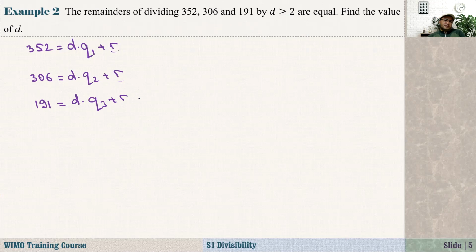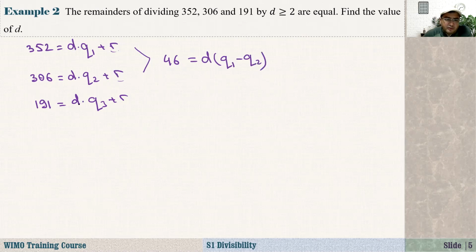And also, we have already proved in our previous classes that if a number is divisible by D and another number is divisible by D, then the difference of those numbers is also divisible by D. If M is divisible by D and N is divisible by D, then M minus N must also be divisible by D. Now from here, why is this so? Because here we have three equations. Subtract the second equation from the first one. 352 minus 306 is equal to 46. On the right-hand side, R minus R is equal to 0. D times Q1 minus D times Q2, D is a common factor, so I can write it as D times (Q1 minus Q2).